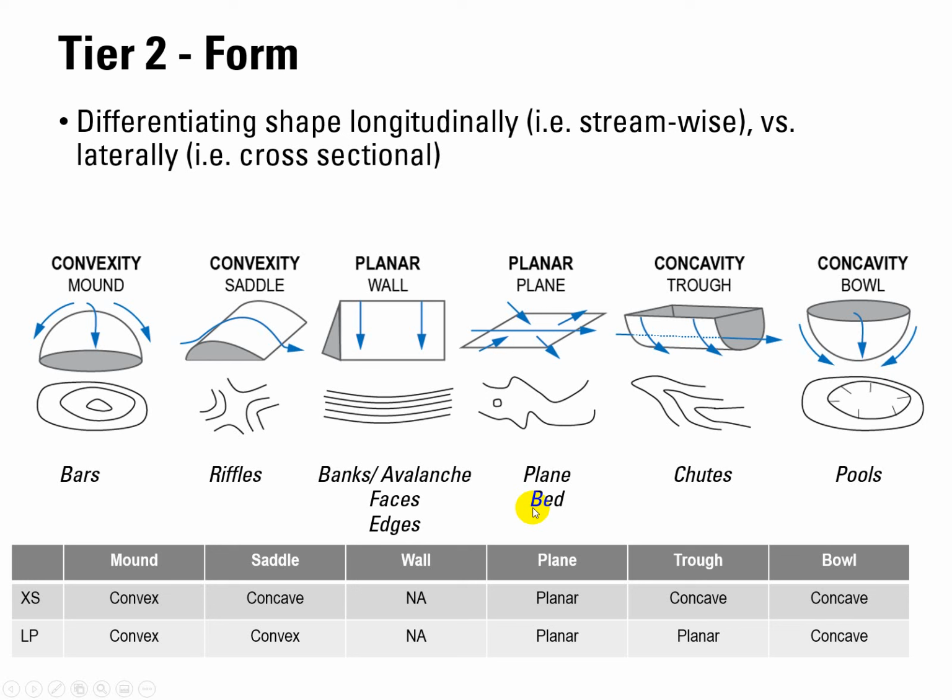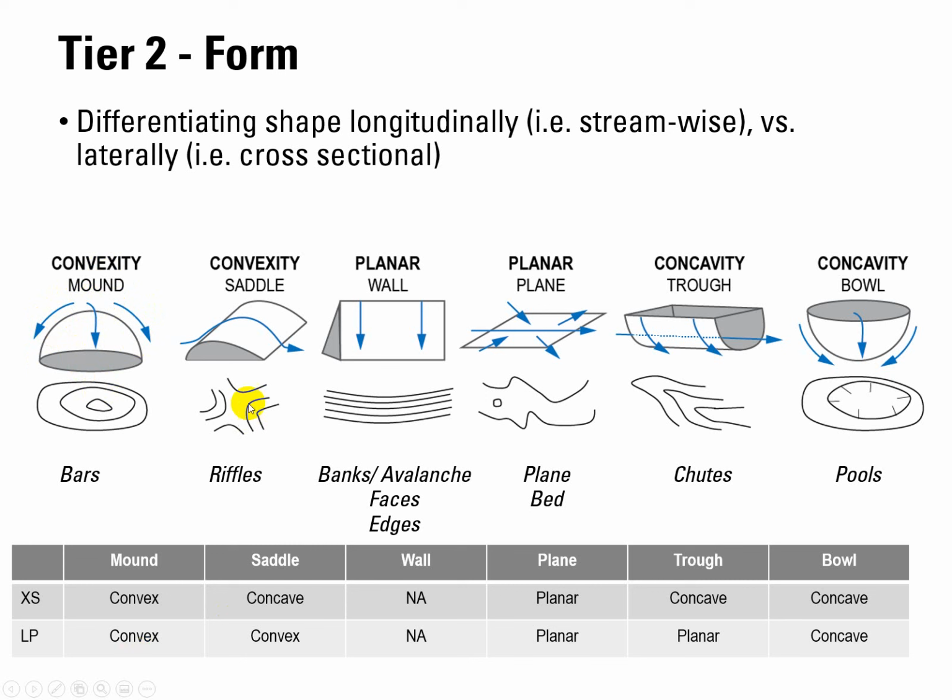Form. Well, it turns out partly because rivers are stretched out in a streamwise fashion, it's good to look at those cross-sectionally versus longitudinally when we think about those shapes. So a classic convexity, like bars, like a mid-channel bar, we'd call a mound. And that's because, if you put a marble on top of it, it would roll off, right? It would roll off in the downstream or upstream direction. It would also roll off in the lateral direction across it. It's convex in both ways.